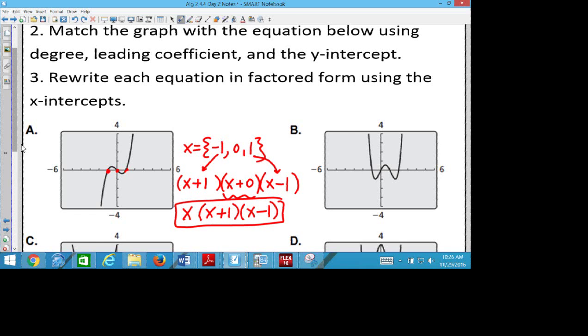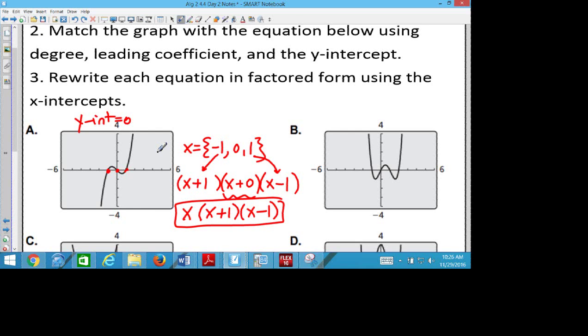We can also look at the y-intercept. What's the y-intercept of this graph? 0. So the y-intercept is at 0, so we could look and see which ones have a y-intercept at 0. So you're going to eliminate and figure out the matching after you've done this other work. Okay? So take a few minutes, figure out the x-intercepts, figure out the factoring, try to match them with the graphs below. And I'll come around and answer questions.